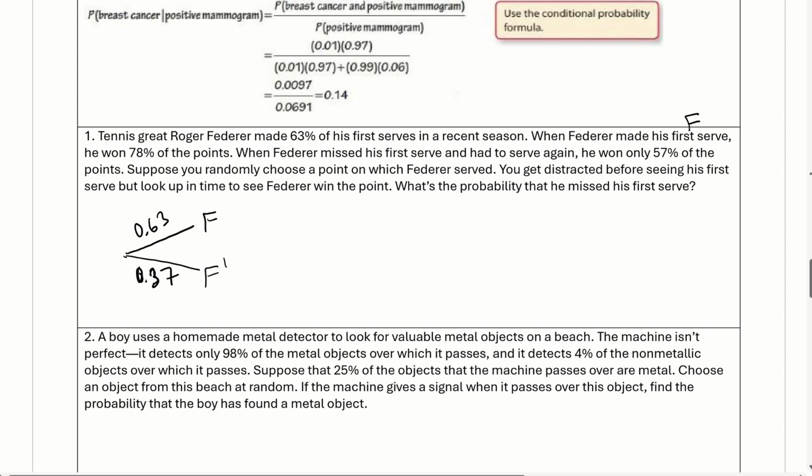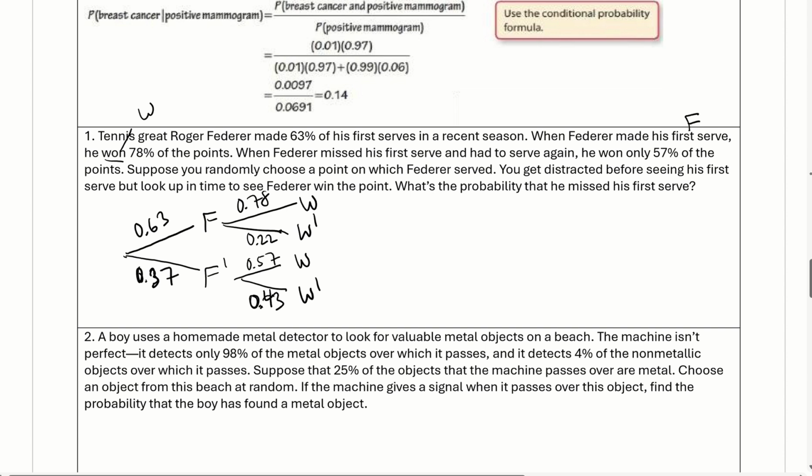Now it says when he makes his first serve, he won 78% of the points. So let's see, that is W, okay? So 0.78. And then this has got to be 0.22, he did not win. When he missed his first serve, so that's F prime, and had to serve again, he only won 57%. So 0.57 of his points. And then this one's got to be 0.43, okay, 43%.